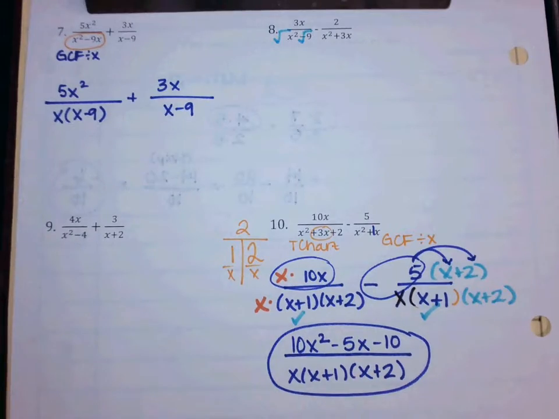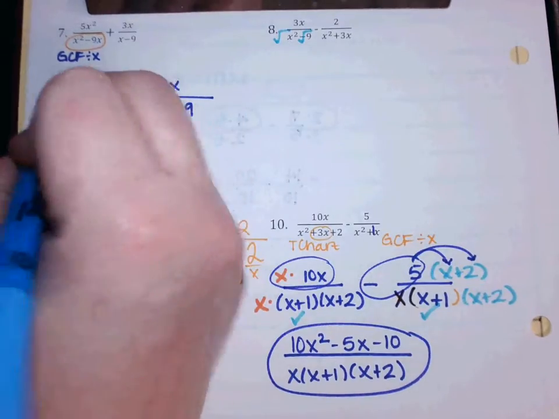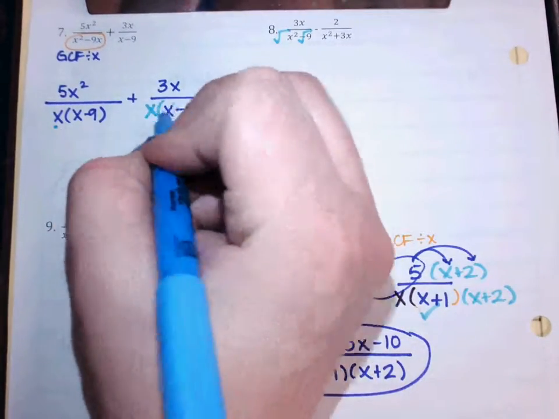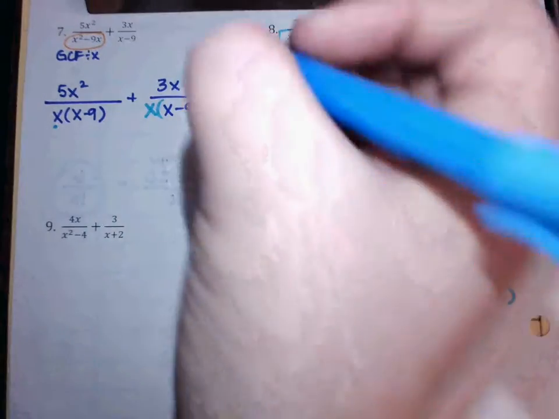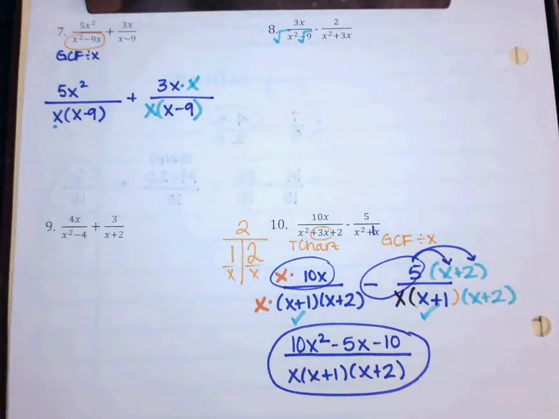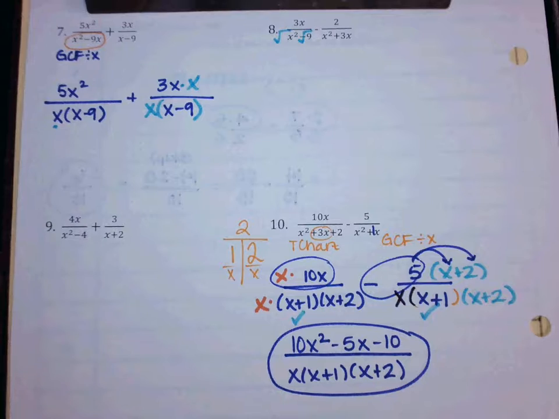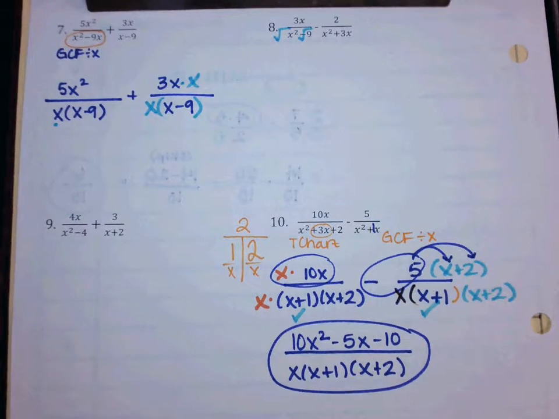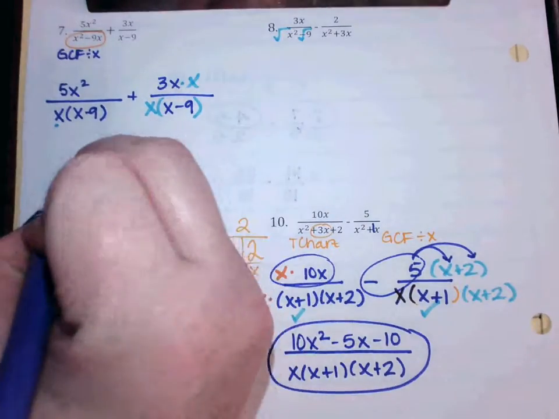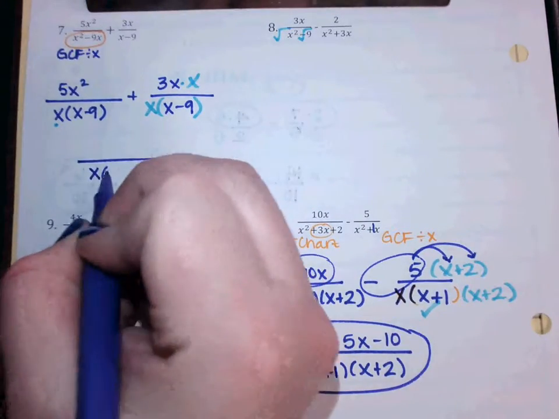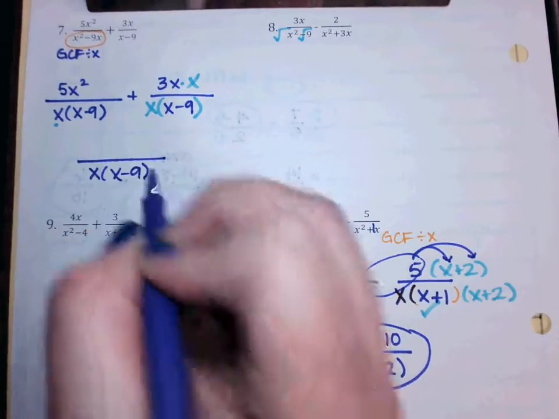Okay? So for my first one, I have an x here. I need to put an x here. And I need to put an x here. So now, do the bottoms match? Yes. I have an x and an x minus 9.